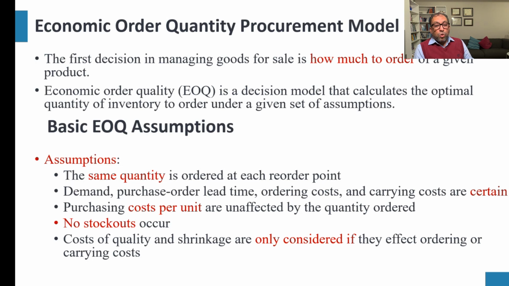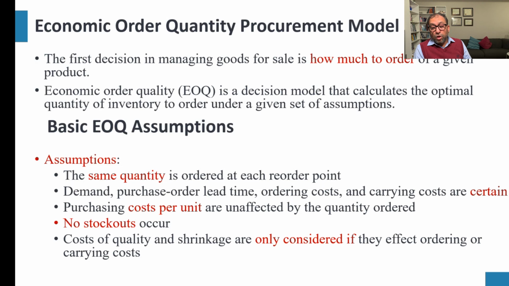Economic order quantity procurement model. That's a model that explains at what level we have to place an order. The first decision in managing goods for sale is how much to order of a given product. Economic order quantity is a decision model that calculates the optimal quantity of inventory to order under a given set of assumptions. So we make some assumptions and after that we place an order.